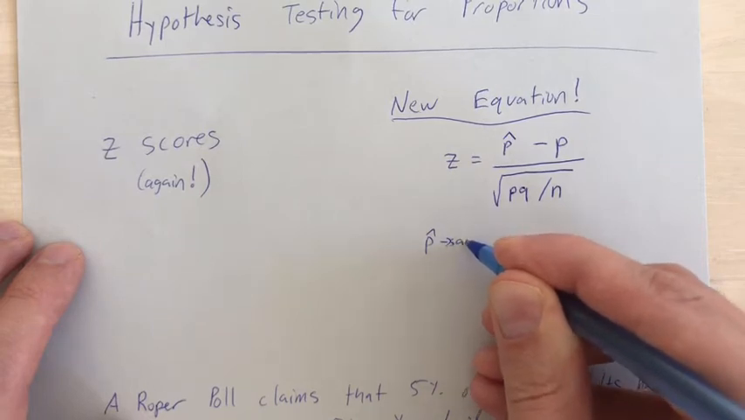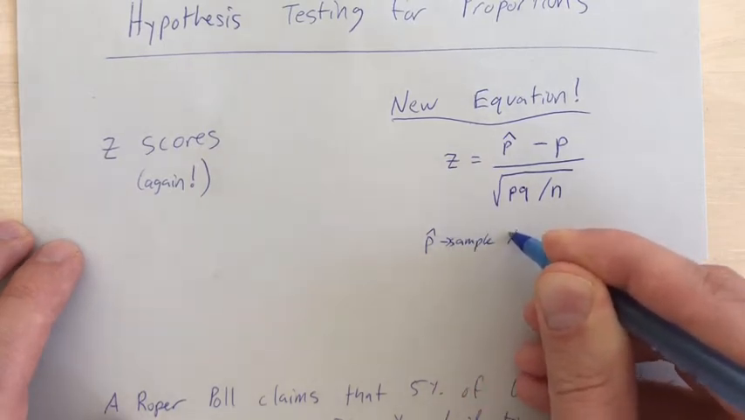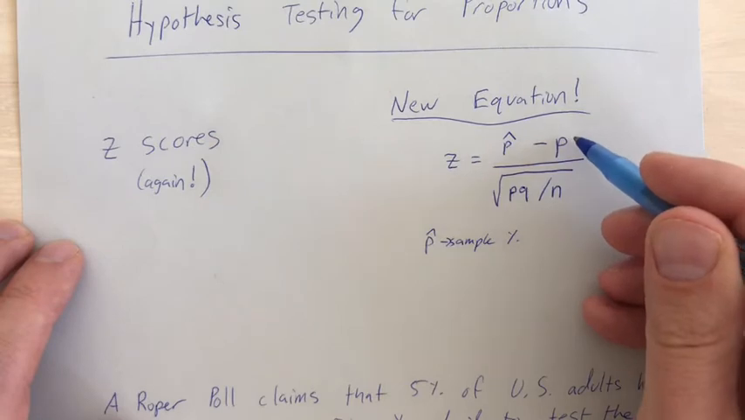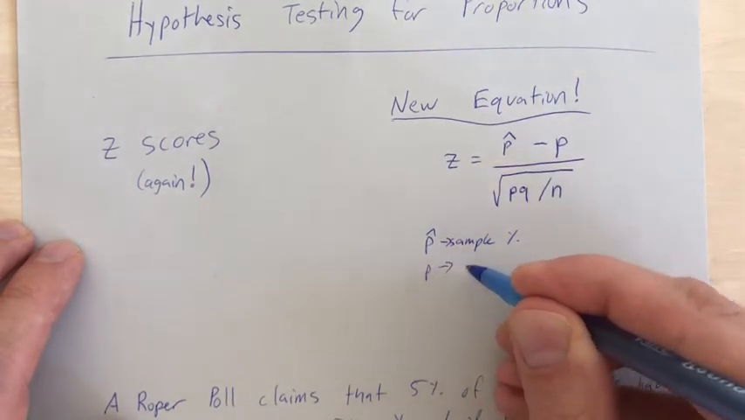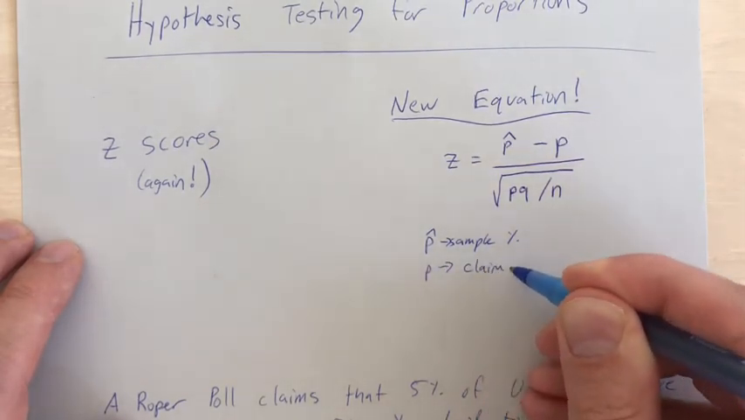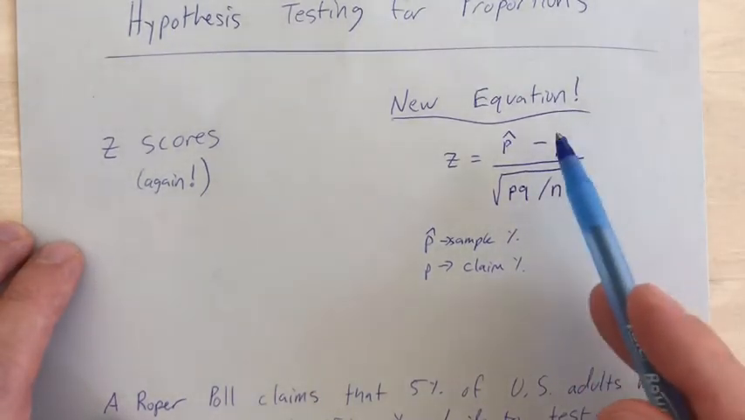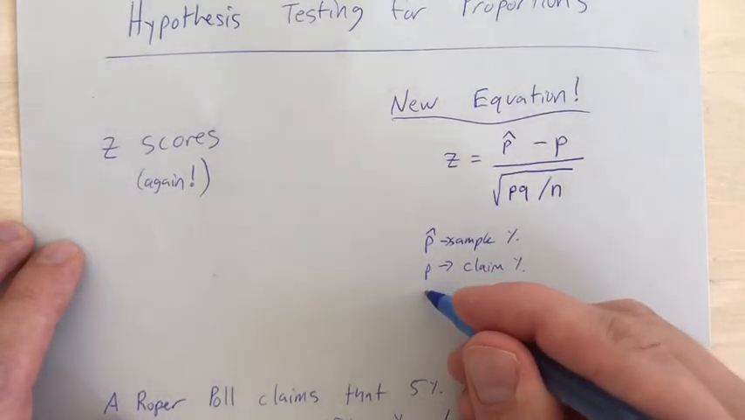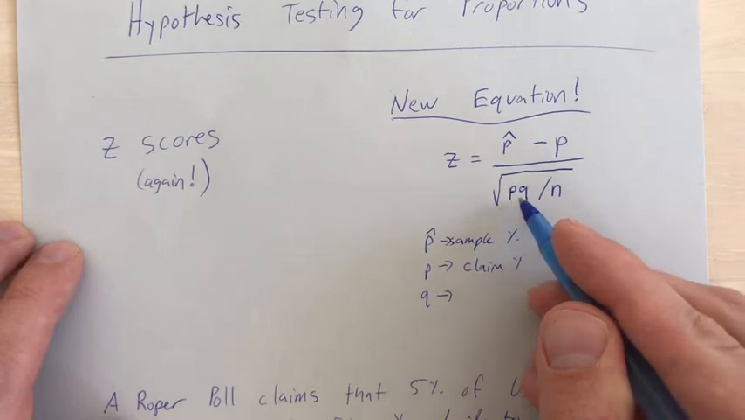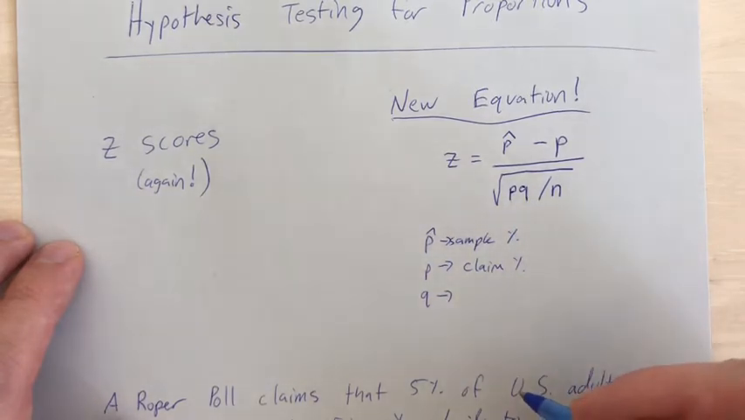Sample, can't spell. P is going to represent the claim percentage. So this is the one that you write in your null and alternative. That's the P. Q, you'll see it again down here next to the P, you've seen this before. This is what is known as the opposite percentage. So for instance, if your P is 20%, your Q would be 80%. If your P is 40%, your Q would be 60%, so on and so forth. They both have to add up to 100%.